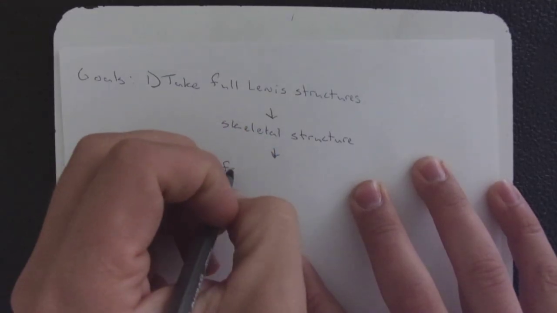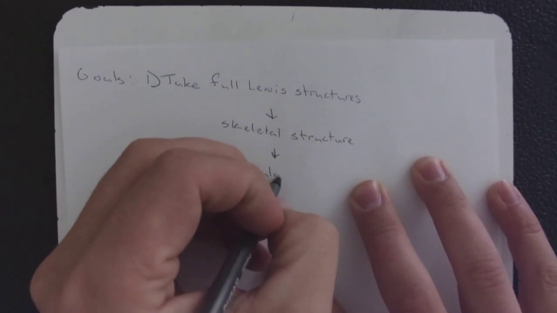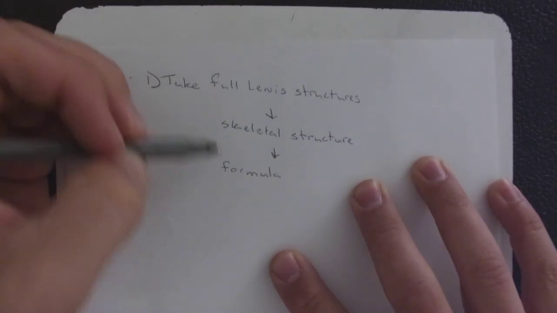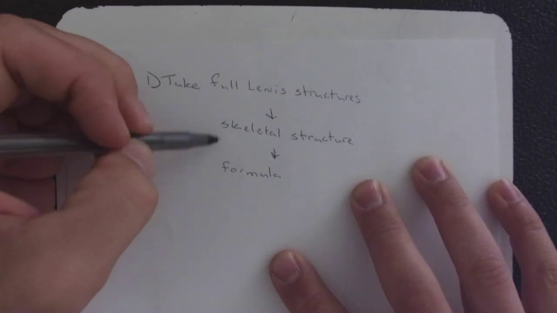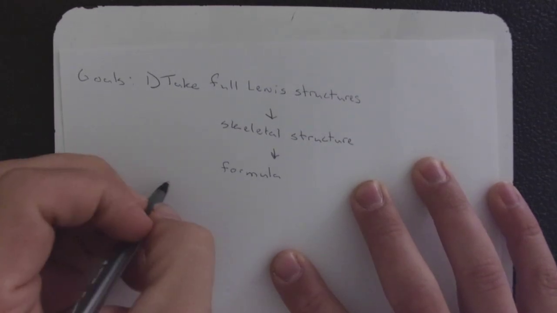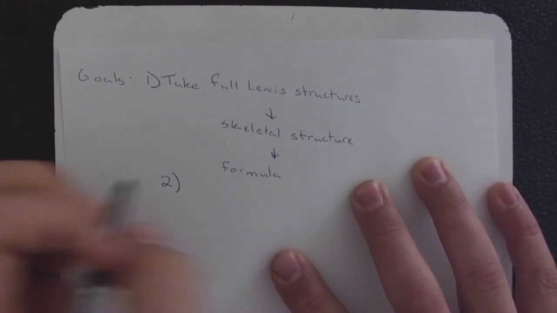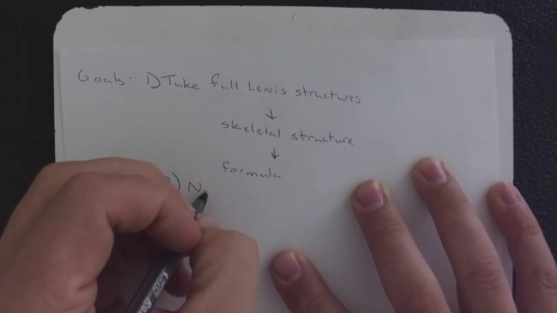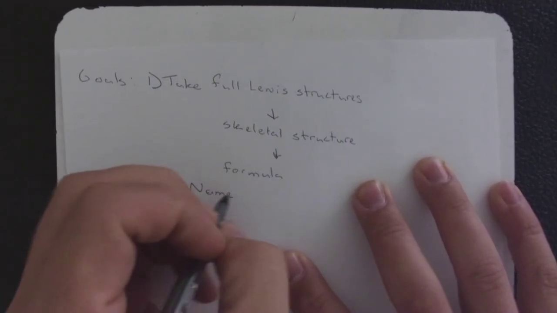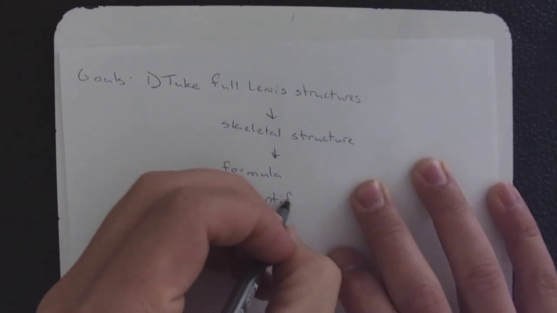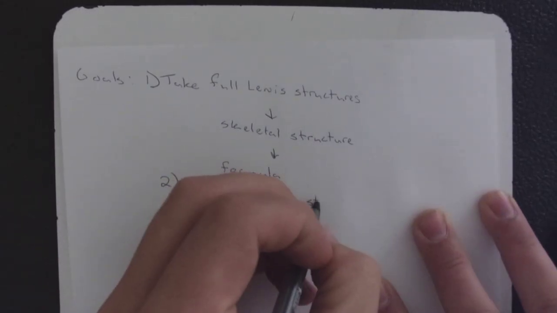So if I were to give you a full Lewis structure, you can take it to the skeletal structure. And if I were to give you a skeletal structure, we could take it to our formula. Okay? The second thing that we really want to work on, and this is probably going to come tomorrow, you're going to want to try and name functional groups. So name or identify structural groups.